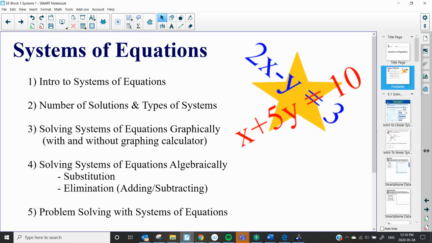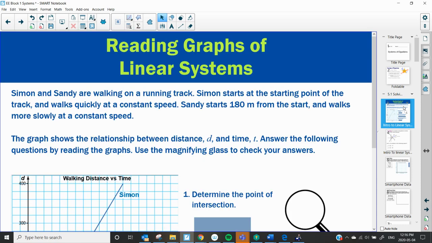Now, today we're going to just look at what is a system of equations, and we are going to do a little bit of problem solving, but ultimately by the end of this lesson, I want you to understand what a solution is and what it represents in the context of a question.